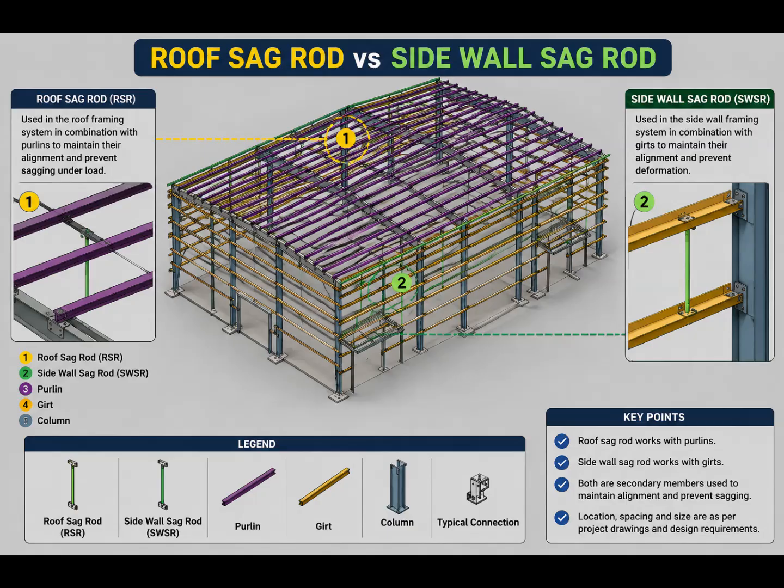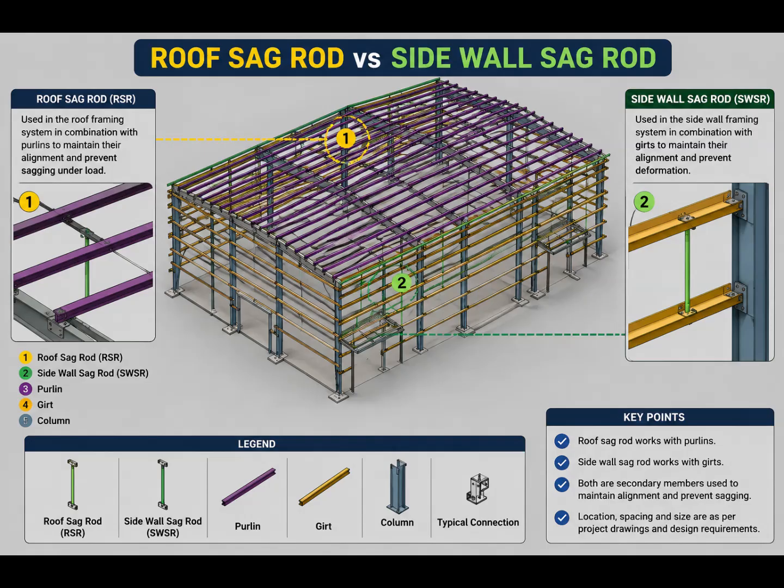This means that when reading a PEB drawing, we should not identify a sag rod only by its appearance. We should identify it by where it is located and which secondary member it is associated with. This is a very important point for PEB detailers and modelers. A common mistake while learning structural detailing is to see a small rod member and simply call it a sag rod without checking its actual location. But the drawing must always be studied first.